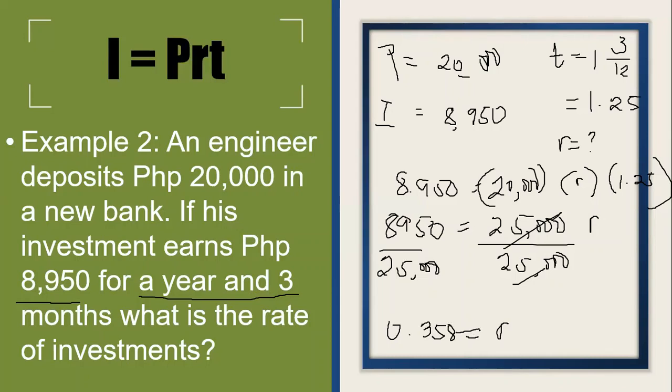So we have 0.358. Since naka-decimal form po yan, we have to multiply that by 100, or move po natin ang decimal point 2 times to the right. Pag nagko-convert po ng decimal form into a percent, move lang tayo to the right. 1, 2, so we have 35.8%. So yun po ang ating rate. 35.8% po ang rate niya. Kaya po in 1 year and 3 months, nakakuha po siya ng interest na 8,950.